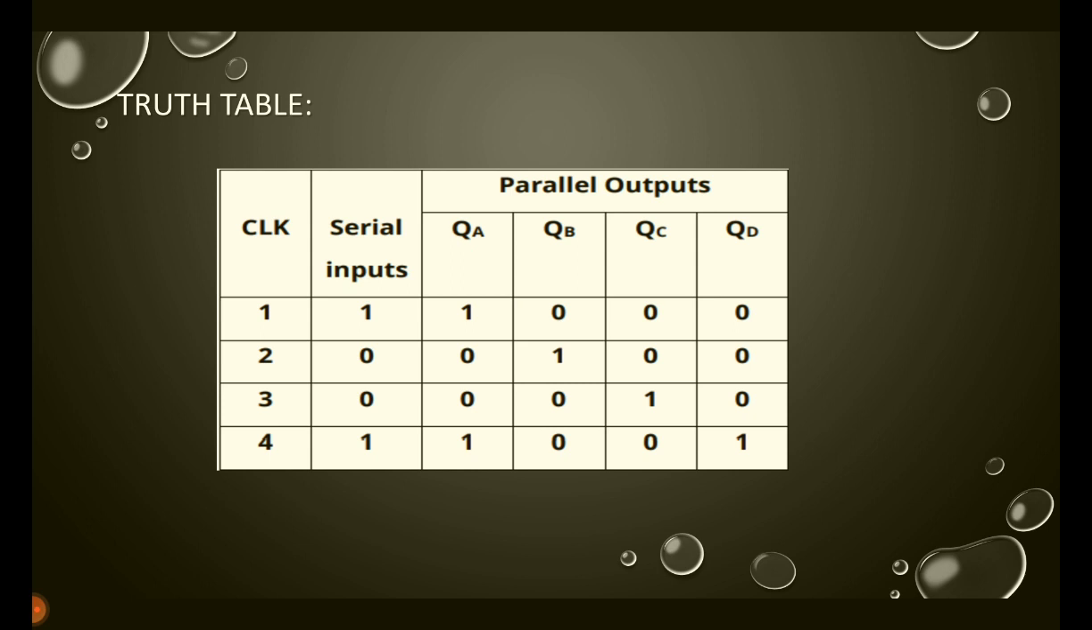Truth table. Here we have clock pulse, serial inputs and parallel outputs. Here we have 4 outputs, that is QA, QB, QC and QD.